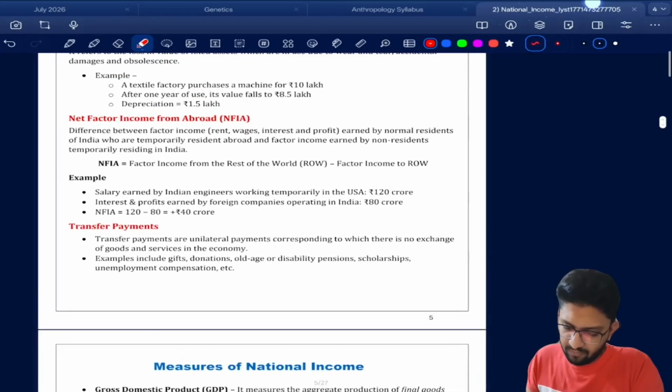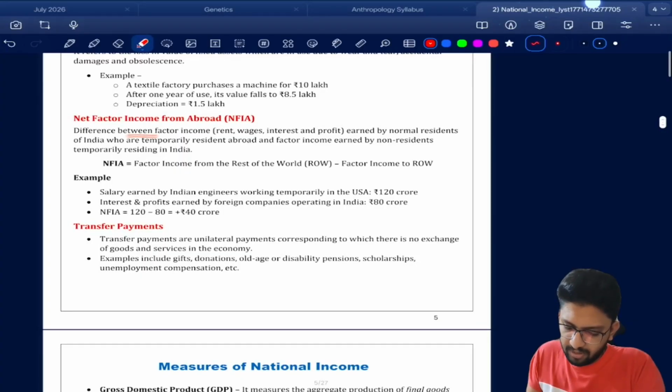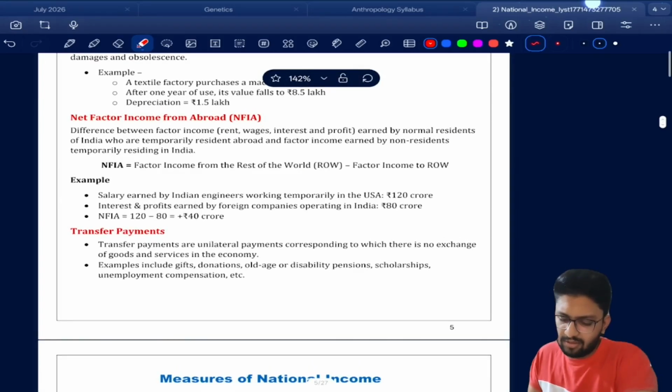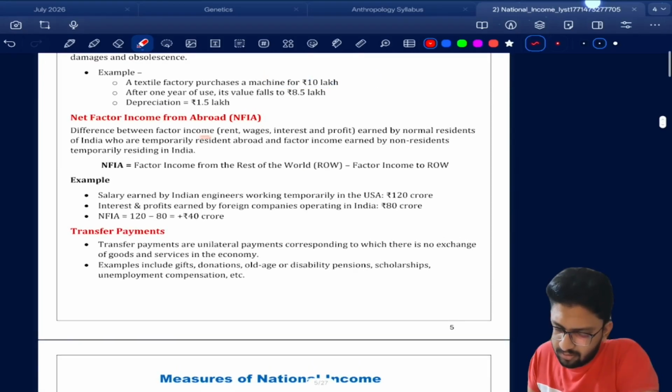Net factor income from abroad. The difference between factor income earned by normal residents of India who are temporarily resident abroad and factor income earned by non-residents temporarily residing in India. Factor income from the rest of the world minus factor income to the rest of the world. What they are saying is the difference between the factor incomes. This definition is not up to date.